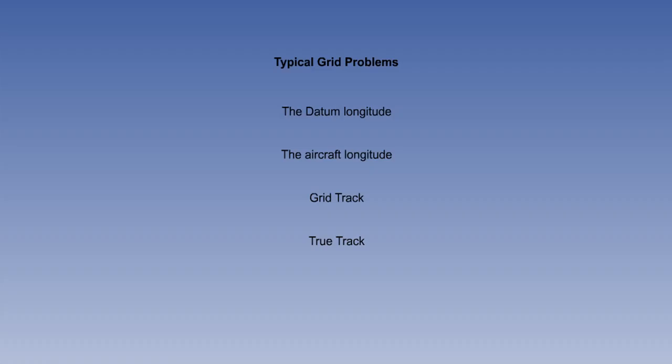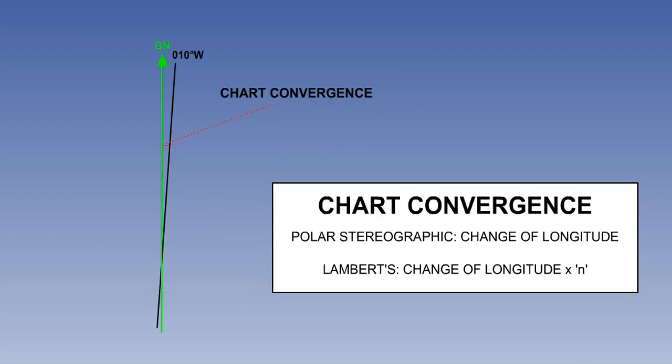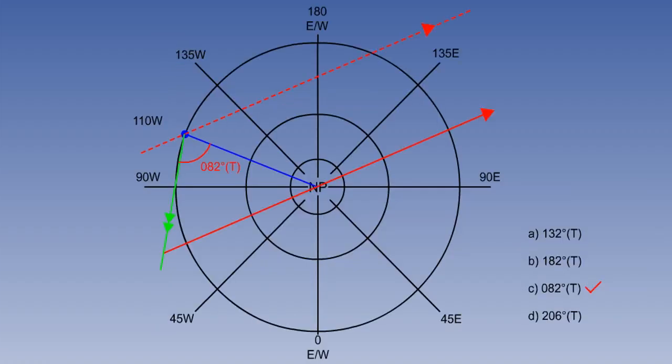We then looked at typical exam questions. In most of them, there are 4 factors: the datum longitude, the aircraft longitude, the grid track, and the true track. The question will normally give you 3 of them, and you have to find the 4th. The best way to solve most of these is simply to apply the rules. Don't forget that, if it's a Lambert's chart, you have to apply the sign of the parallel of origin to obtain the convergence from the change of longitude. A diagram may help you to visualize the situation and aid your understanding.